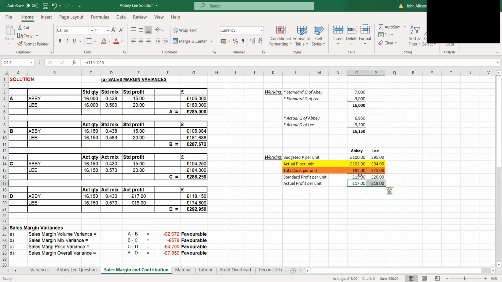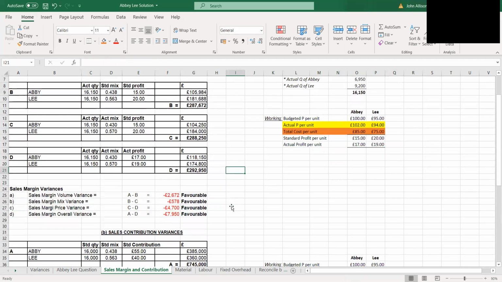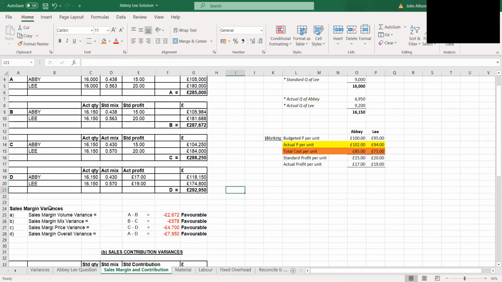So that would be 102, take away 85 for Abbey, which gives us 17. And then for Lee, it's 94, take away the 75, giving us the 19. So again, we take the 17 there for Abbey, 19 there for Lee. We multiply through to give us these two values. We add them together to get D. Then what we do is we calculate the variances.